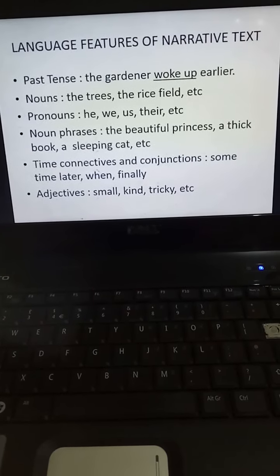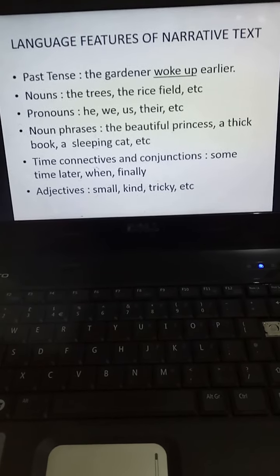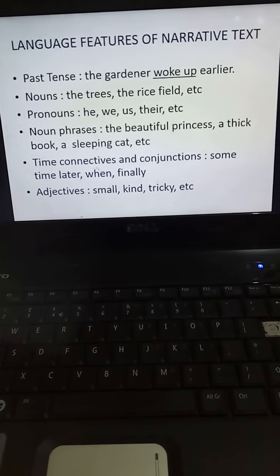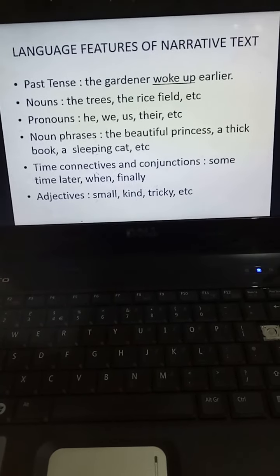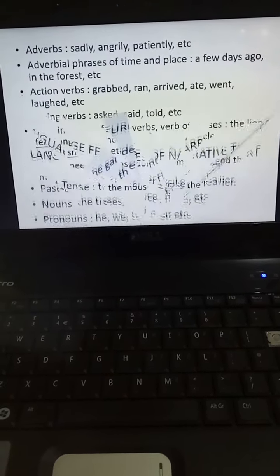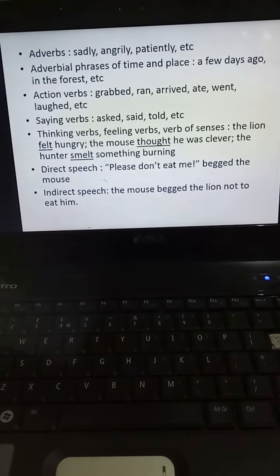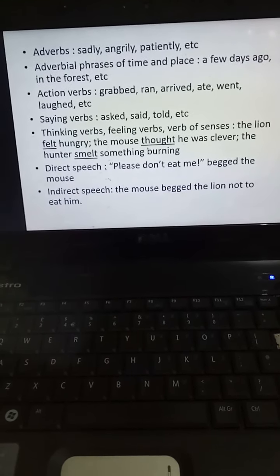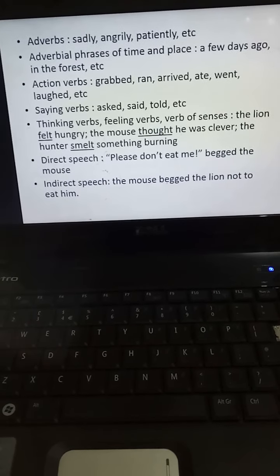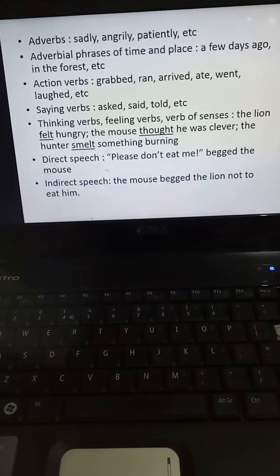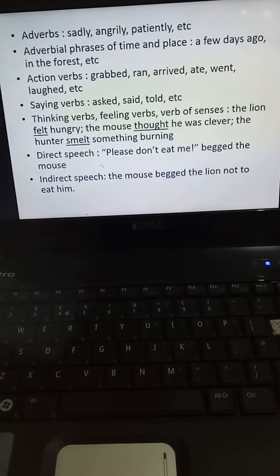The language features of narrative text use past tense, nouns, pronouns, noun phrases, time connectives and conjunctions, adjectives, adverbs, adverbial phrases of time and place, action verbs, saying verbs, thinking verbs, feeling verbs, verbs of senses, direct speech and indirect speech.